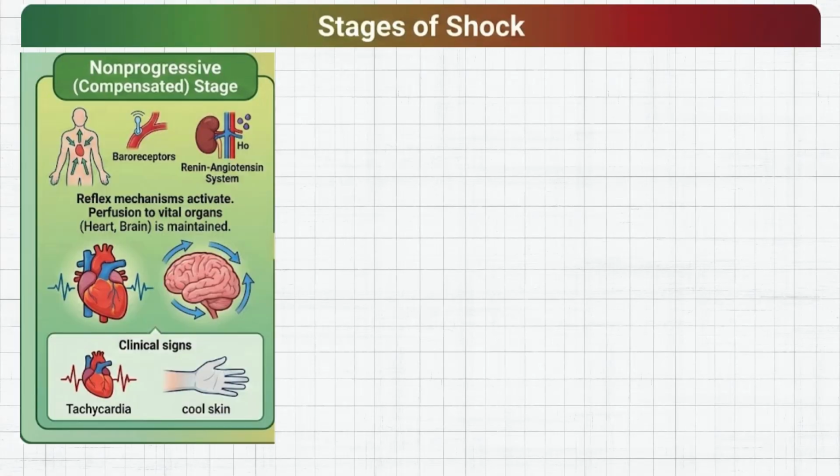Stages of shock. Non-progressive or compensated stage, where reflex mechanisms activate, baroreceptors, renin-angiotensin system, and the perfusion to vital organs, that is heart or brain, is maintained. Clinical findings are tachycardia and cool skin.